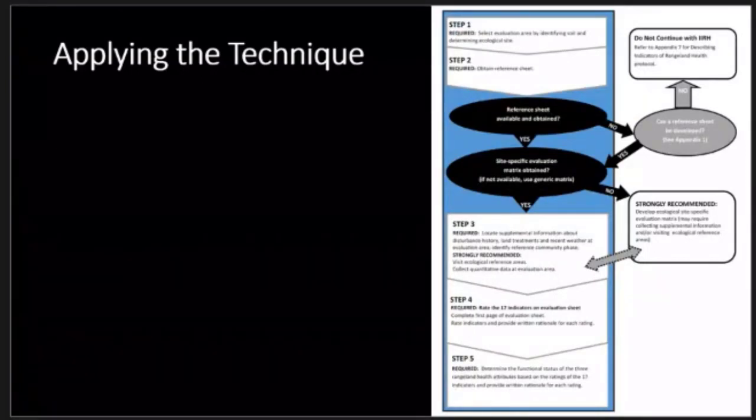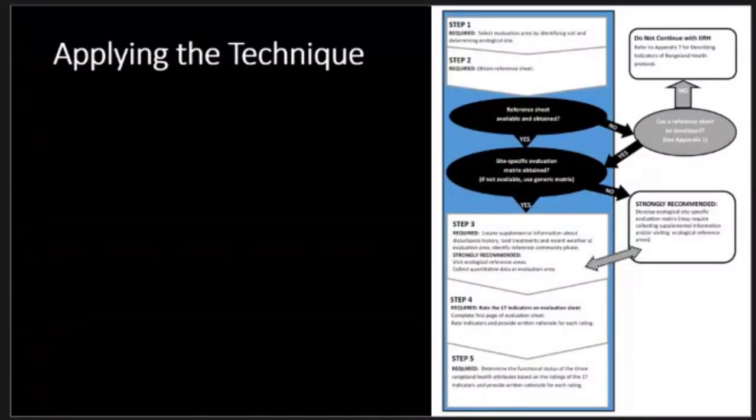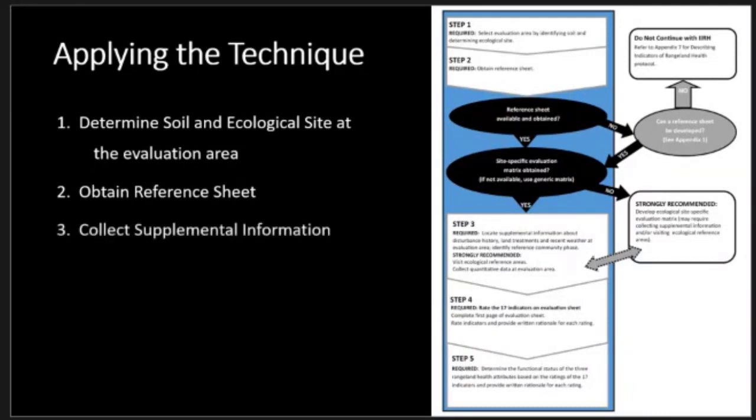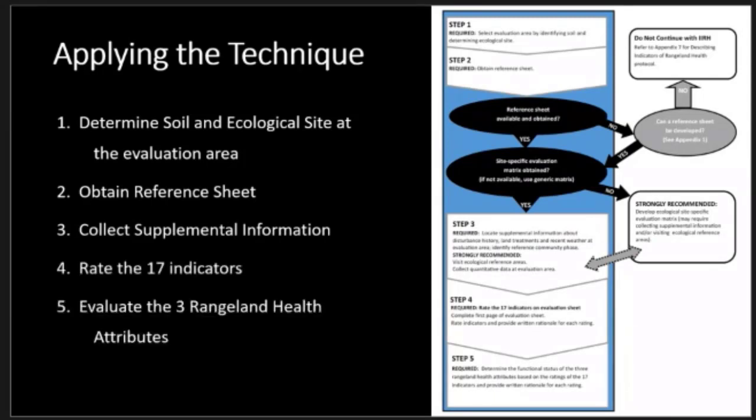So there's 5 main steps to completing the Interpreting Indicators of Rangeland Health protocol. In general, the 5 steps include determining the soil and ecological site at your evaluation area, obtaining the correct reference sheet for that ecological site, and with the version 5 updates, that's going to mean that we also have our functional structural group tables, collect supplemental information, rate the 17 indicators, and lastly, evaluate those 3 attributes of rangeland health.